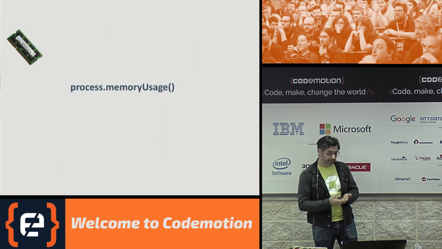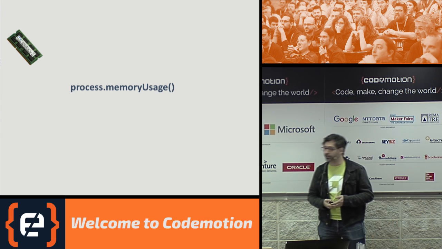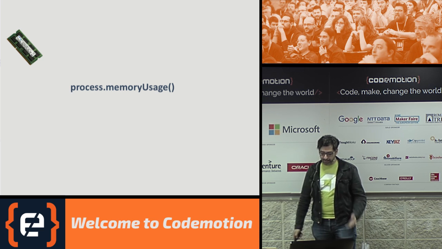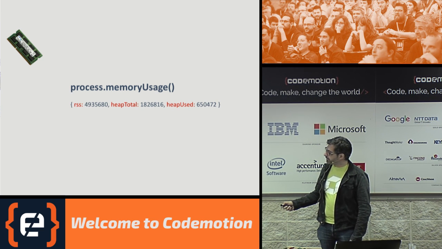Finding out what's really going on in your memory in Node.js is extremely easy because you just have to call process.memoryUsage. This is a core function. And if you do that, you get something like that. Here you have again the resident set, you have the heap total and the heap used.